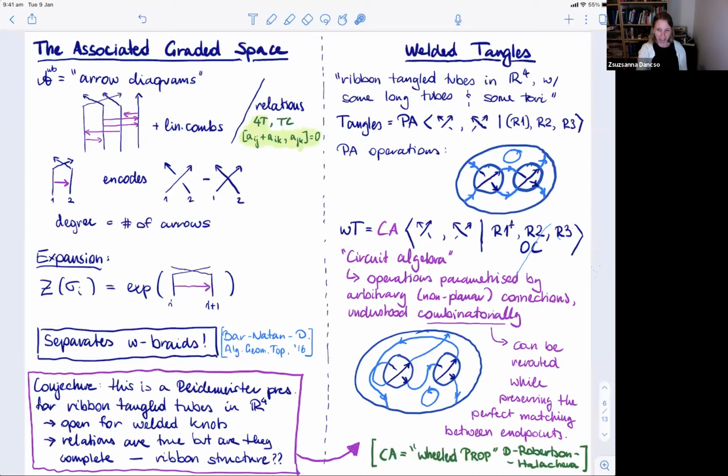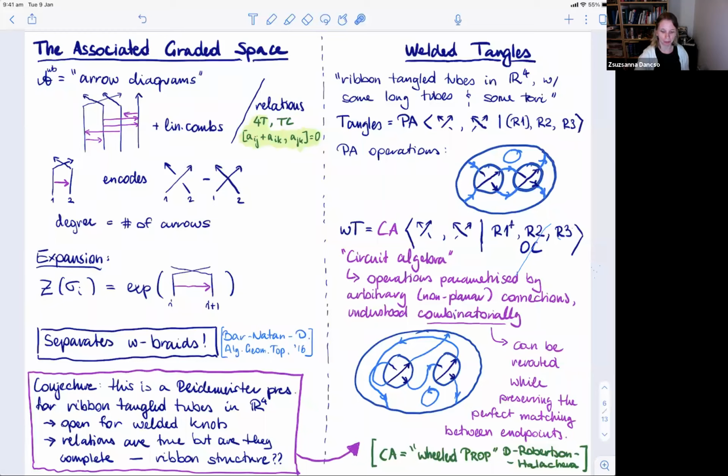The advantage of this presentation: you could present this as a planar algebra, but then you'd have to add a whole bunch of virtual and mixed Reidemeister moves. You'd have to have the virtual crossing as a generator, and then you'd have to add a whole bunch of relations that basically just make that planar algebra into a circuit algebra. So the circuit algebra is an algebraic structure that makes the presentation of virtual and welded tangles more elegant and more concise.